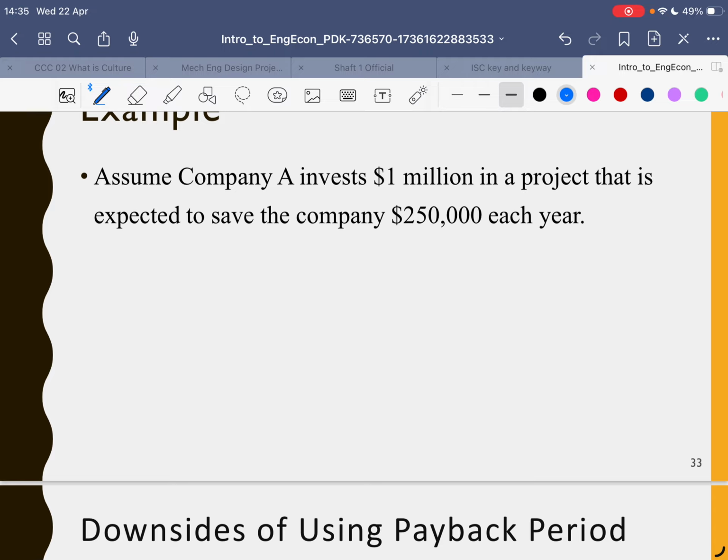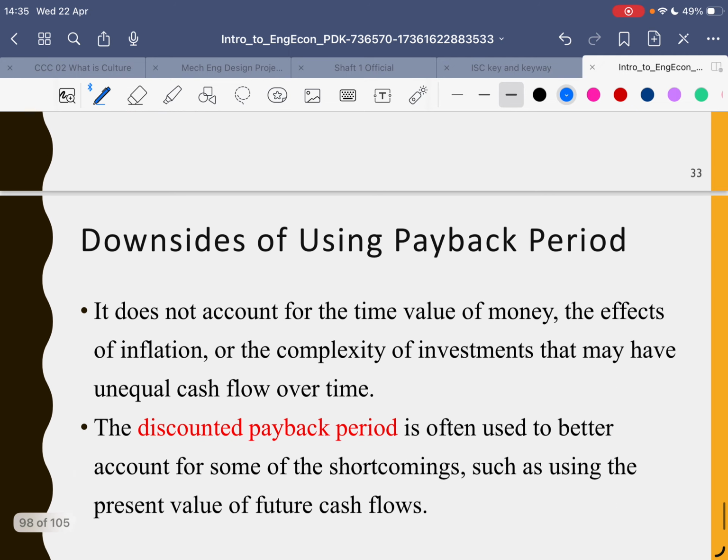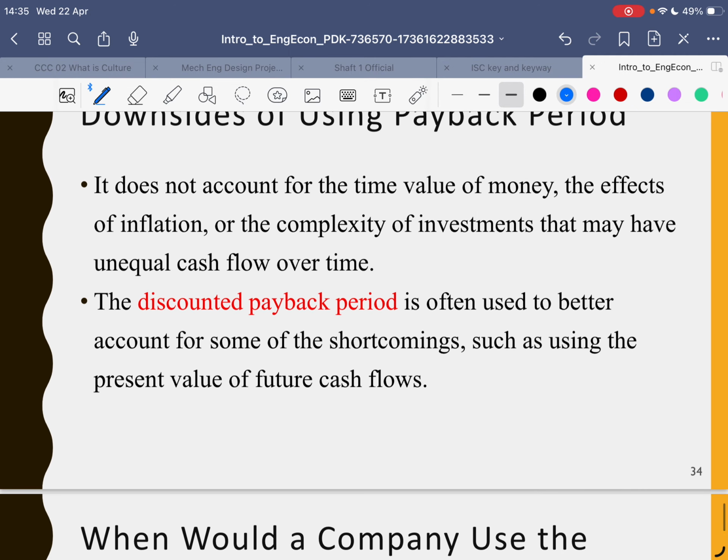It doesn't account for time value of money, the effect of inflation, or the complexity of investments that may have unequal cash flow over time. The discounted payback period is often used to better account for some of these shortcomings, such as using present value of future cash flow. But in this course, we cover only the simple payback period. It's very simple: initial investment divided by annual return.